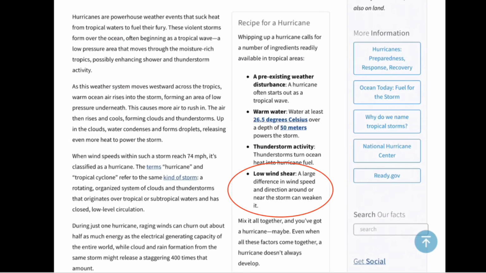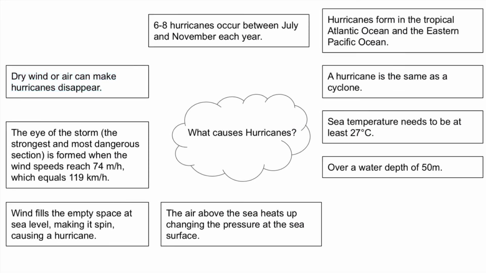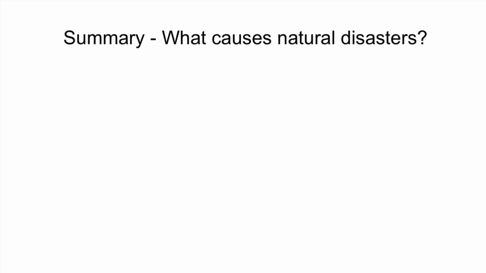A large difference in wind speed and direction around or near the storm can weaken it. It also supports what has been previously stated within our website. We can look at our mind map in order to write a summary of the information we found. I will model the first sentence for you, then you will be able to go off and complete your own mind map and summaries as your independent task.